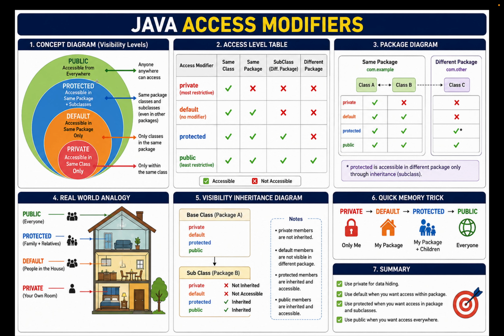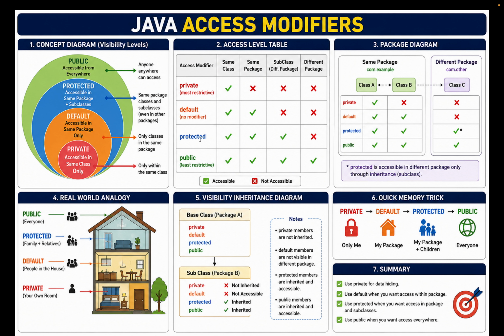If you mark anything public, it can be accessed anywhere, means within a package or outside of the package. You can see here that the public modifier can be used in the same class, same package, subclass and different package. Means public can be used everywhere.